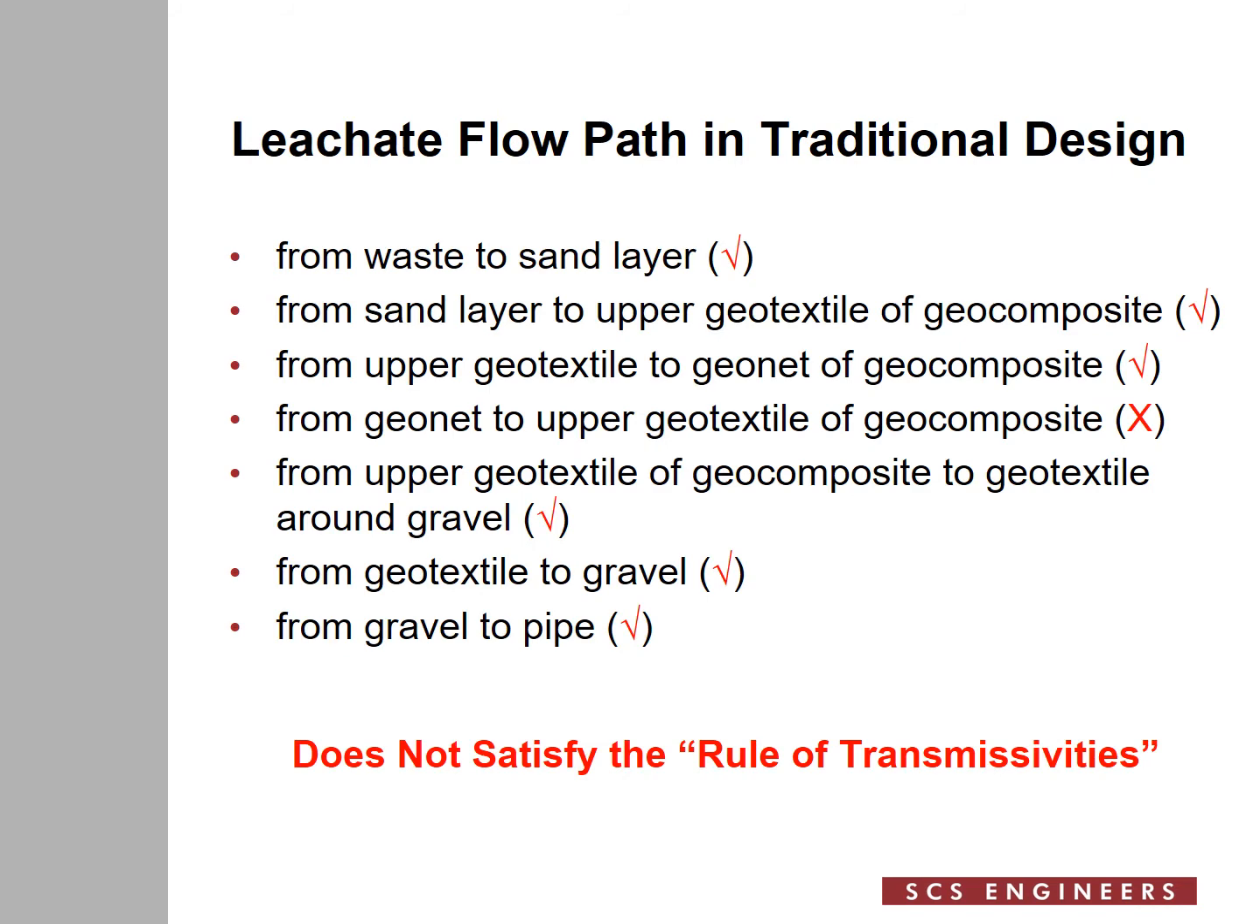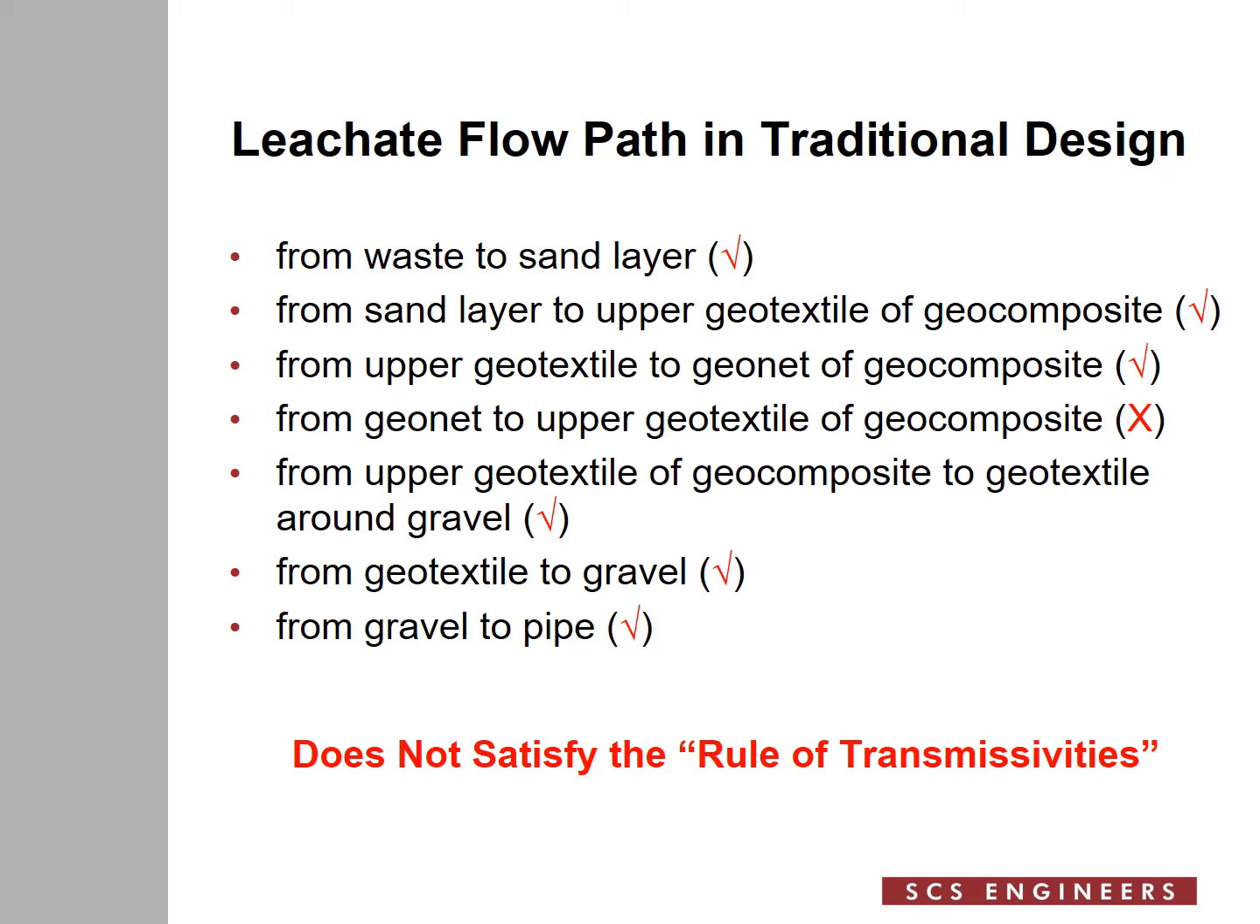Here is the flow path of leachate in the traditional design. Leachate moves from waste to the sand layer, which is above the lining system. Normally sand layer has a higher permeability than waste, so it's a check mark. It follows the rule of transmissivities.